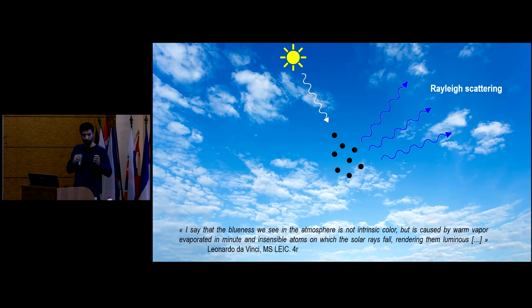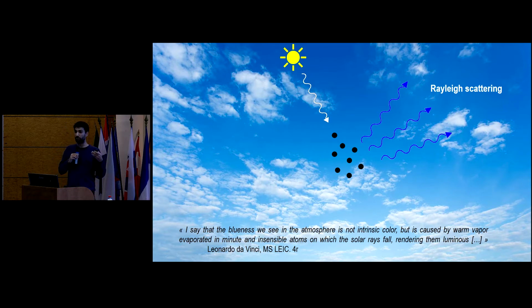So I'm going to showcase an example which is even more precise in the case of Leonardo. When we were reading Leonardo's manuscript, we were very surprised to find a very nice story that Leonardo actually had the insight of Rayleigh diffusion or Rayleigh scattering in the past. Because indeed, he postulates that the blue color of the sky is not its intrinsic color, but is caused by small insensible atoms on which the solar ray falls, rendering them luminous, which is quite correct, actually.